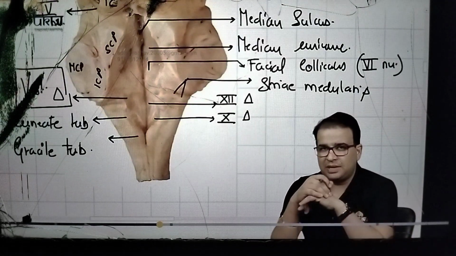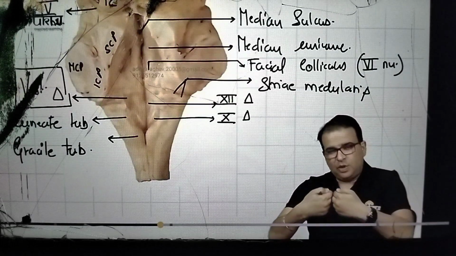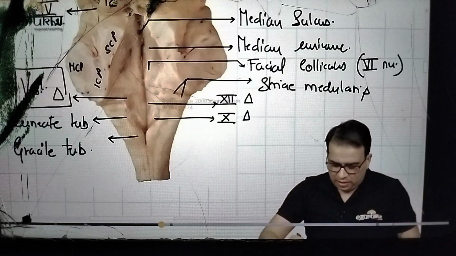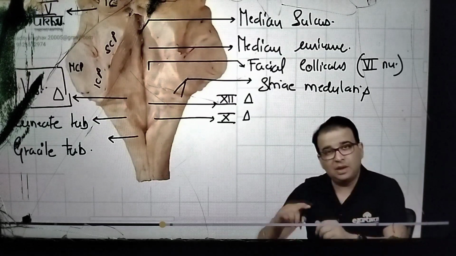Stria medullaris. You are seeing the floor of the fourth ventricle. These are the fibers which run within the medulla oblongata. They come from the dorsal aspect of the brainstem. Then they come out of the sulcus here. What sulcus is that? That is the median sulcus. And then they will run laterally using the inferior peduncle. This whole thing is the inferior cerebellar peduncle. That was a cut section only. So they use the inferior cerebellar peduncle to enter into the cerebellum.